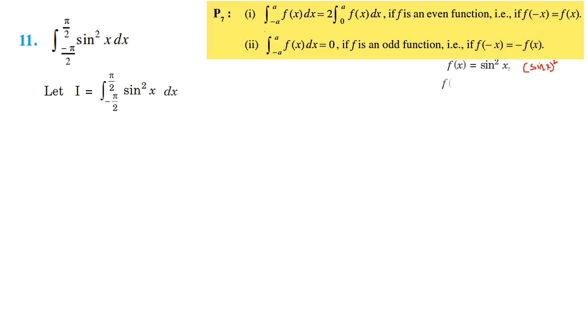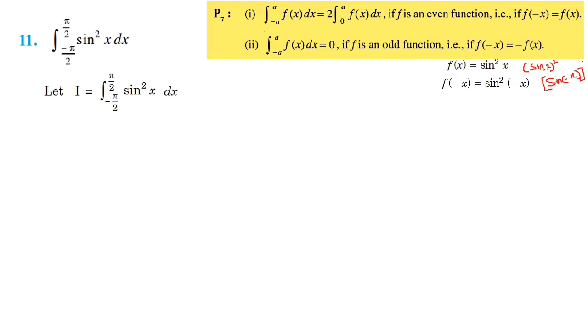F of minus x, when we put, that is sine square of minus x. Sine square of minus x means actually it is in the form, I will show you. Here we will substitute, so there will be a little clarity. That is sine of minus x, the whole square will be coming. Sine of minus x the whole square.